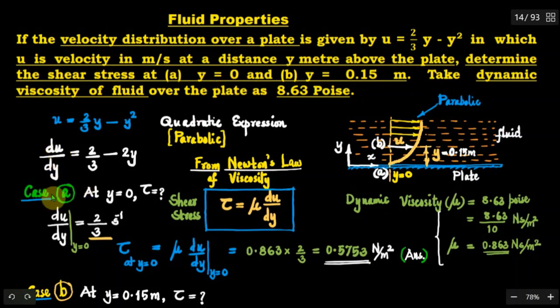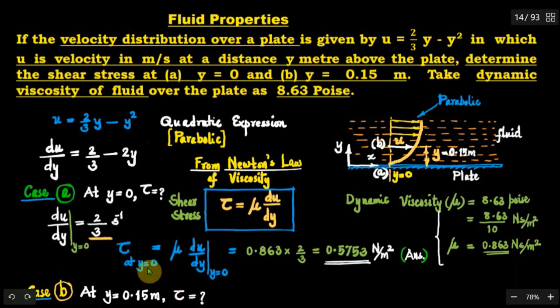So du by dy is equal to, you take the derivative of 2/3 y, that is 2/3 itself, and you take the derivative of y square, that is 2y. So therefore du by dy is equal to 2/3 minus 2y, and substitute y is equal to 0 over there. Then you will get the velocity gradient at y is equal to 0. So when you substitute y is equal to 0 in the expression for the velocity gradient, you will get du by dy is equal to 2/3. The unit of velocity gradient is per second.